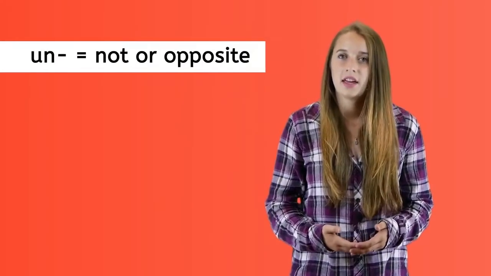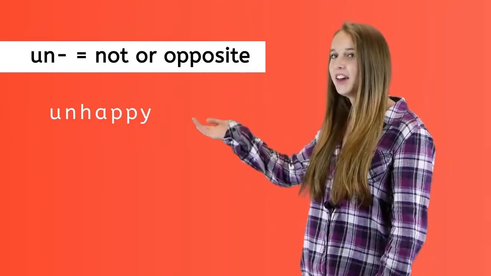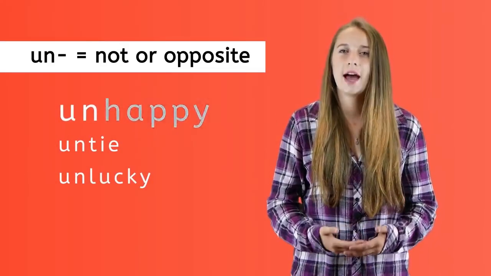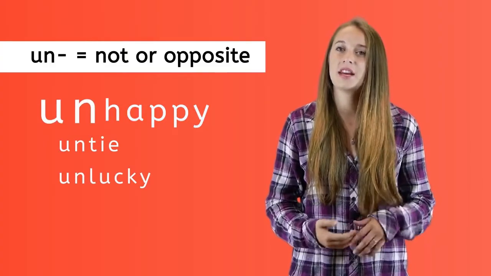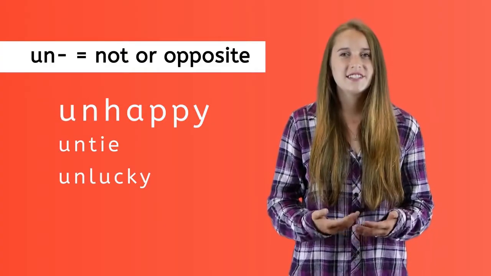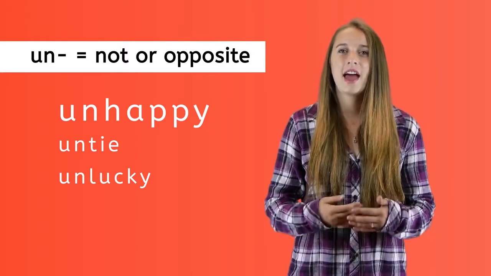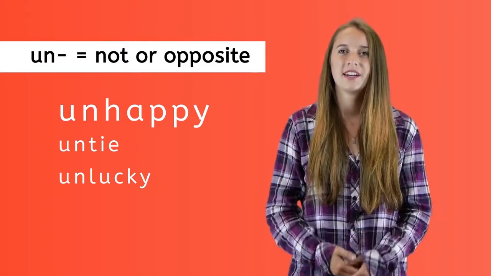Let's move to another prefix. Un means not or the opposite of. Examples are unhappy, untie, and unlucky. The root word is happy and the prefix is un, meaning the opposite of. What does unhappy mean? That's right, an unhappy person is not a happy one.